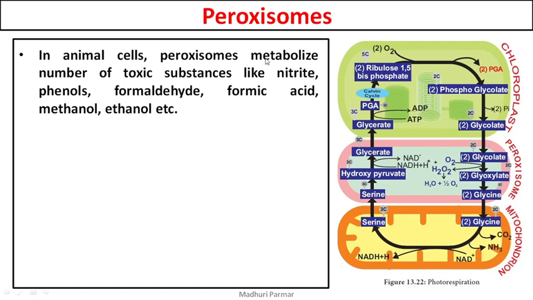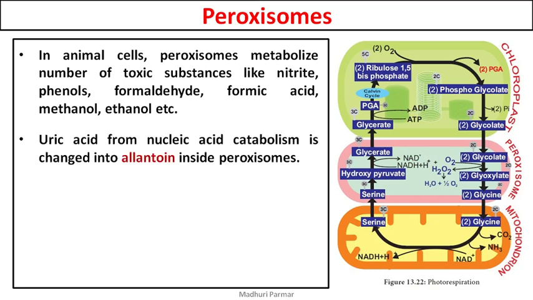In animal cells, peroxisomes metabolize a number of toxic substances. Things that are toxic for you are cleared or metabolized by peroxisomes in your liver. They metabolize toxic substances like nitrites, phenols, formaldehyde, formic acid, methanol, ethanol, etc. So in people who are chronic alcoholics, who drink a lot of alcohol, specifically in the liver, the peroxisome can clear these alcohols. At least 40 or 50% of these alcohols are cleared by peroxisomes.